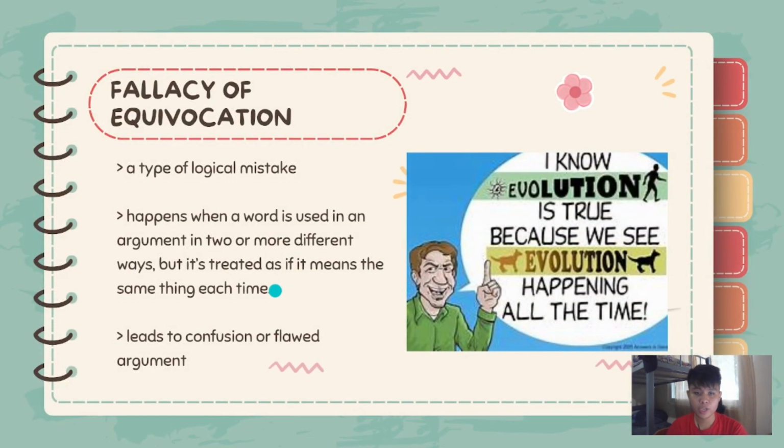The next one is the fallacy of equivocation. It is a type of logical mistake that happens when a word or phrase is used in an argument in two or more different ways, but it's treated as if it's the same thing each time. This leads to confusion or a flawed argument. In this example, I know evolution is true because we see evolution happening all the time. Yung green na highlight na evolution, ang tinutukoy nito ay ang theory of evolution ni Charles Darwin, which is a larger idea of how species change over millions of years through processes like natural selection. And yung evolution naman na naka-yellow highlight is something na observable in a small period of time. So it has different meanings.